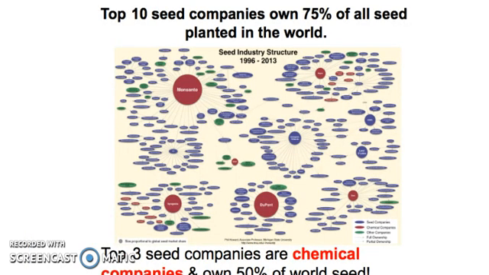So as you can see, there are 10 seed companies who own 75% of all the seeds planted in the world. And the top 3 of those seed companies, Monsanto, DuPont, and Syngenta, are actually chemical companies, and they own 50% of the world's seed. They also sell the fertilizers and the pesticides that go with those seeds. Some of them are actually developed specifically to use their chemical products with them.